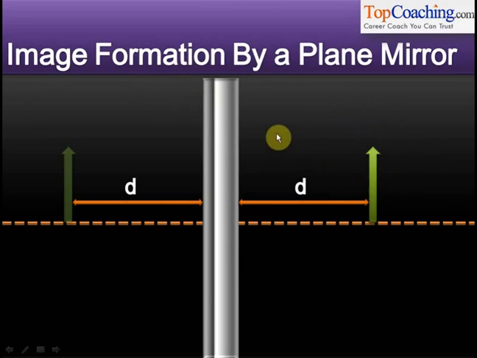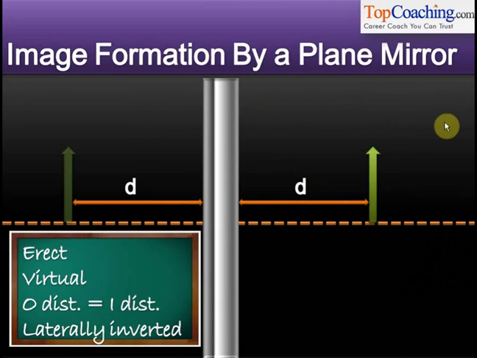Understood? The distance between the mirror and the object is the same as the distance between the image and the mirror, that is d. In the case of a plane mirror, the size of the object is also the same as the size of the image. So whenever the image of an object is formed behind the mirror, we generally say that the image is virtual. Why is that so? You see, if you take a mirror and look into it, you will see that your image is inside the mirror, isn't it?